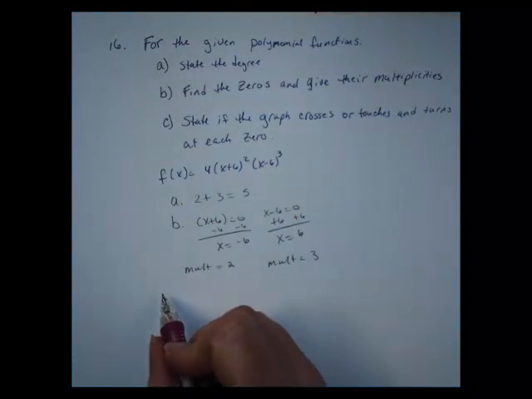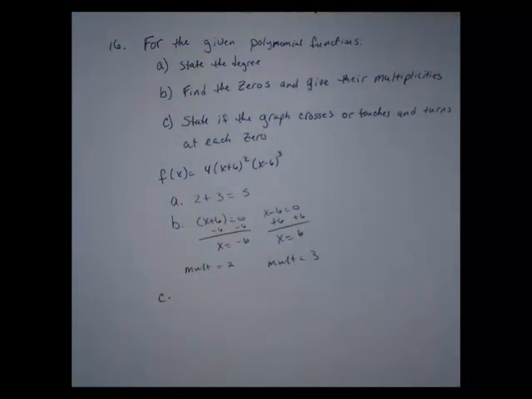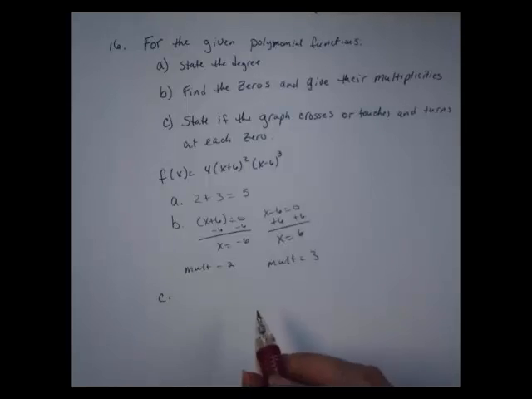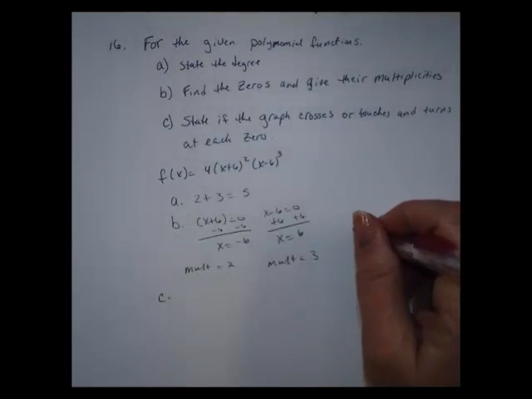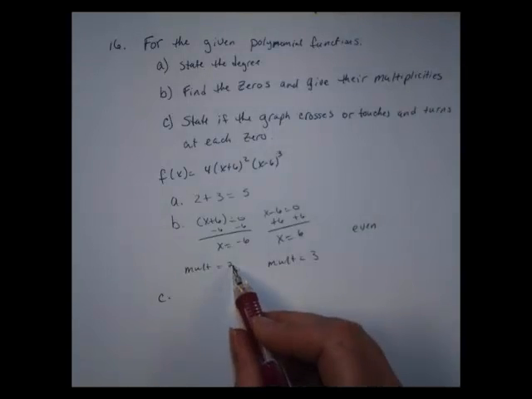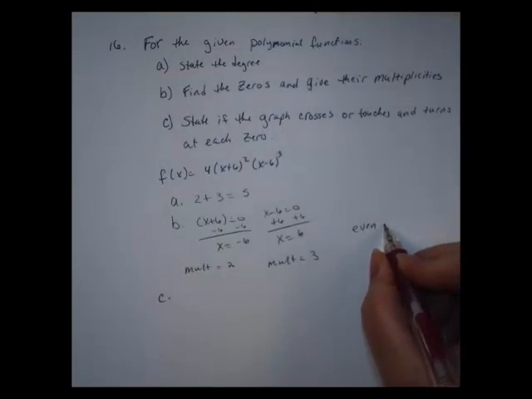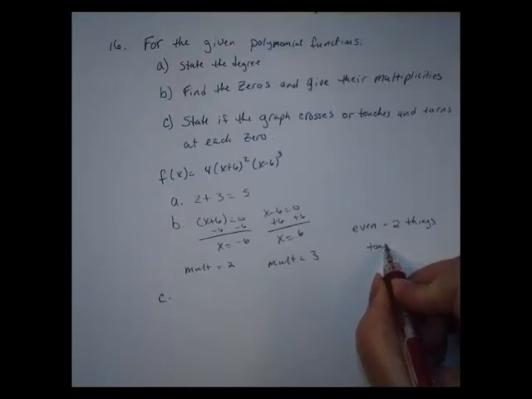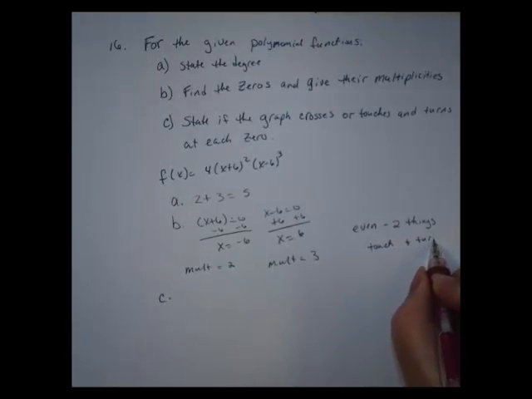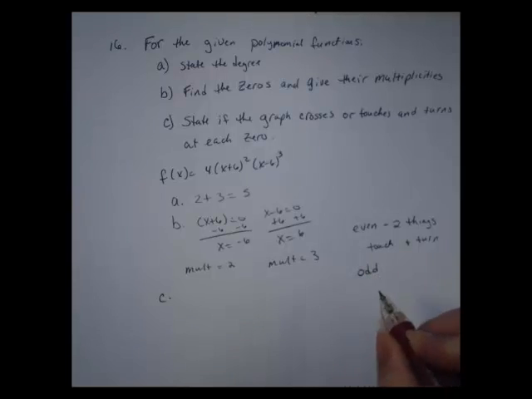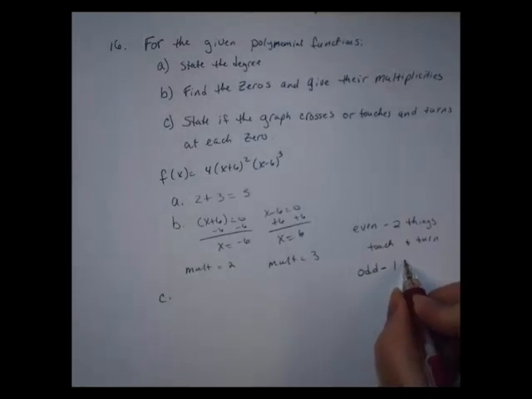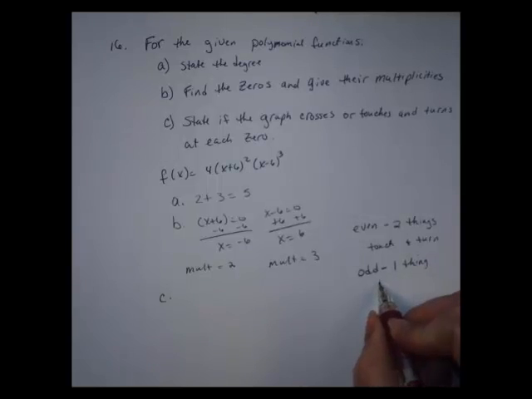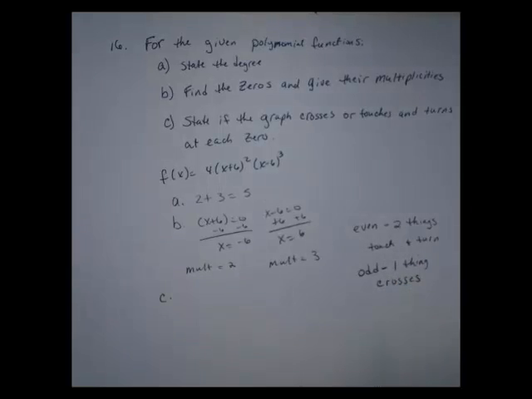Now, on C, we have to state if the graph crosses or touches and turns at each zero. So remember that if it's an even degree or multiplicity, it's like a number 2. Even is like a number 2, so this will do two things. This will touch and turn. Now if it's odd, like a number 1, it does one thing, and this will be, it crosses. And we're talking about the behavior over the x-axis, because these are zeros.